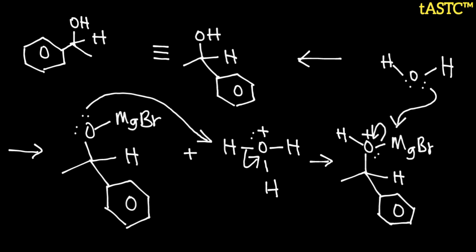So what is the name for this compound? How can you name it? So we know that this is actually a methyl group, and this is actually a phenyl group. So we could name this based on a form of ethanol. So this should be phenylethanol. That will be the name for the compound.